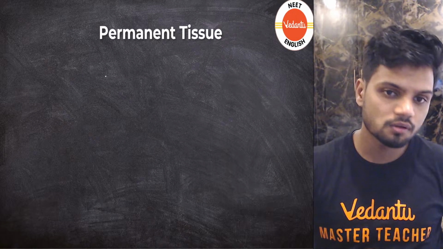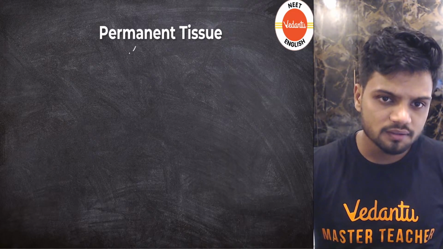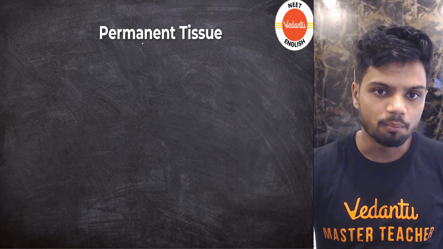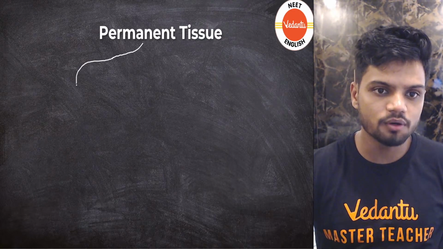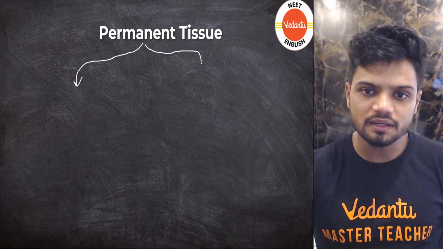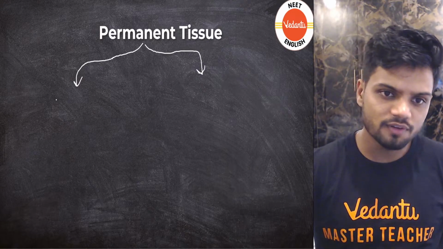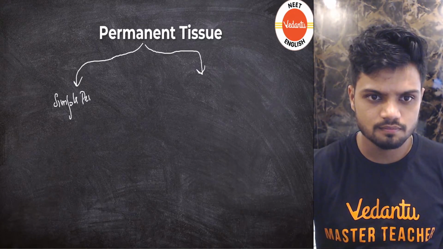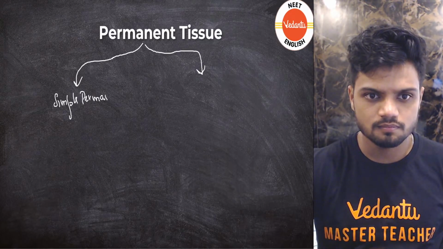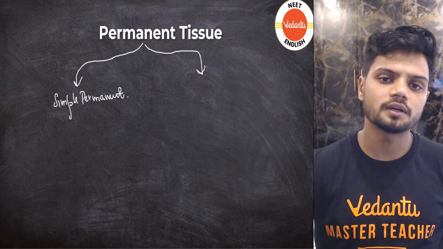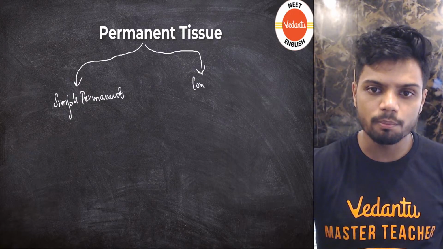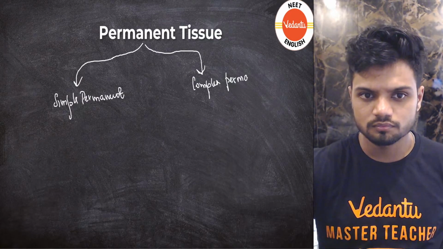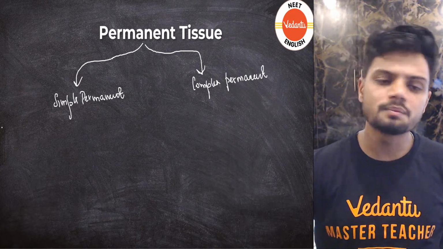Now, what is permanent tissue, students? Permanent tissue can be of two types. First of all, they have lost the ability to divide, and they can be further classified into two categories. The first one is called simple permanent. The other one is called complex permanent. What is simple permanent, friends?